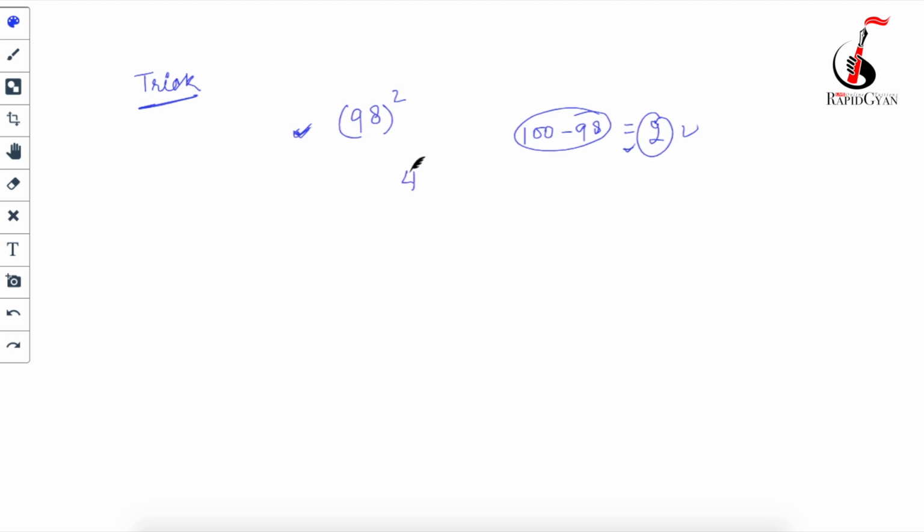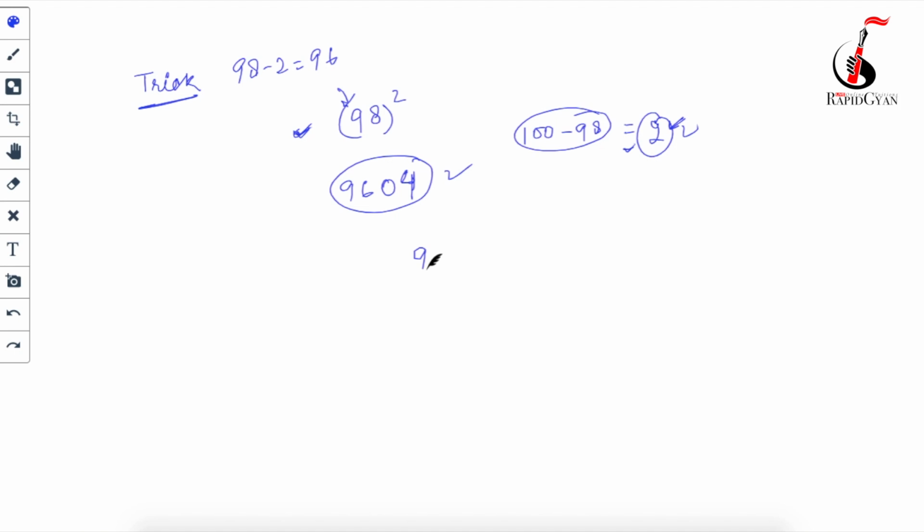Please make sure to write the square in 2 digits. This is 4, so this will become your 04. Okay. And then what you will have to do, subtract this 2 from 98. If you subtract 2 from 98, what will you get? 98 minus 2, which is 96. So you will get 96. That's the square of 98: 9604. Understand?